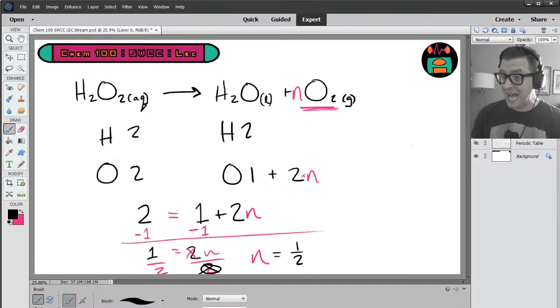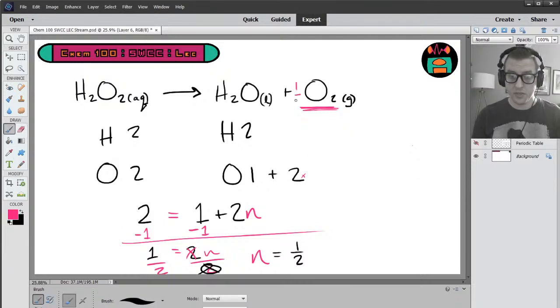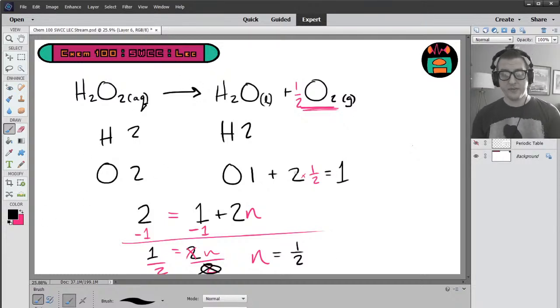You're never allowed to leave a fraction in a balanced chemical equation. All right, you can only use integers in your final answer. But just because we can only use integers in our final answer doesn't mean that we can't use fractions along the way to help us balance, all right? Watch what happens when you multiply O2 by 1/2. We still have 1 oxygen atom coming from water, but now we have 2 times 1/2, which is just 1.